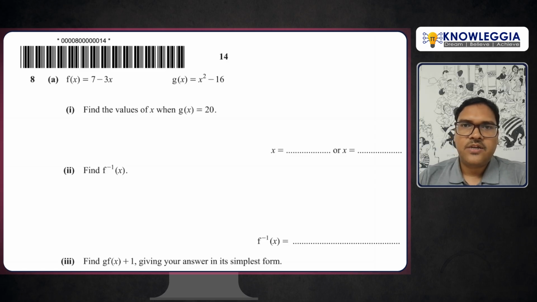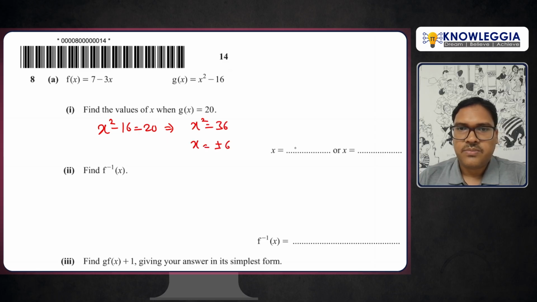So the first part, I'll quickly solve this. Find the value of x for which g(x) is equal to 20. So you can see x squared minus 16 is equal to 20, that is x squared equal to 36. You can check the calculation. x is equal to plus minus 6. So the answer will be 6 or minus 6.